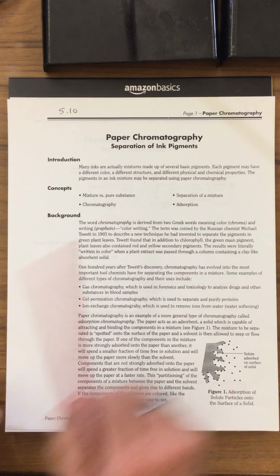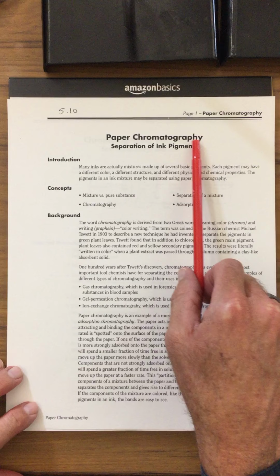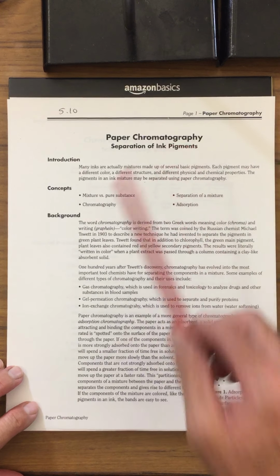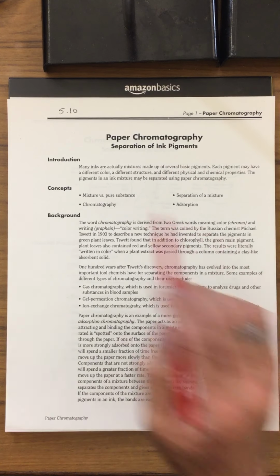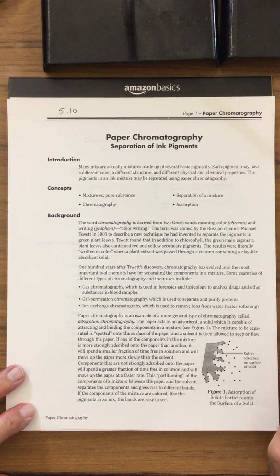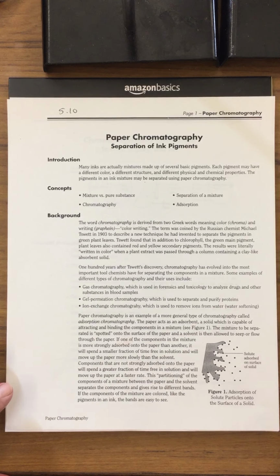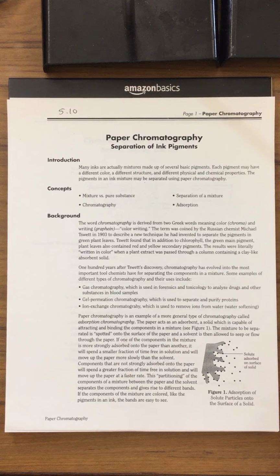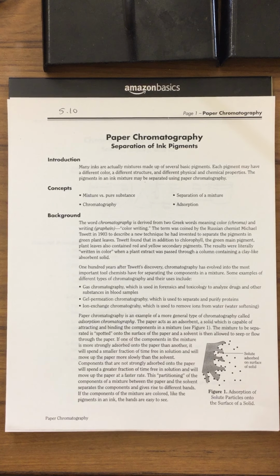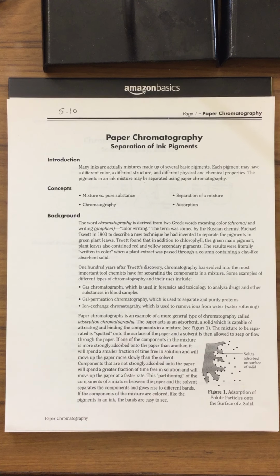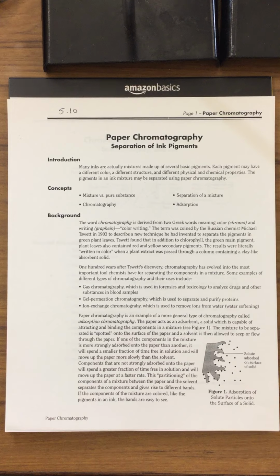Again, chromatography, chroma means color, and graphy means to graph or to chart. So many inks are actually mixtures made up of several basic pigments. Each pigment may have a different color, a different structure, and different physical and chemical properties. The pigments in an ink mixture may be separated using paper chromatography.